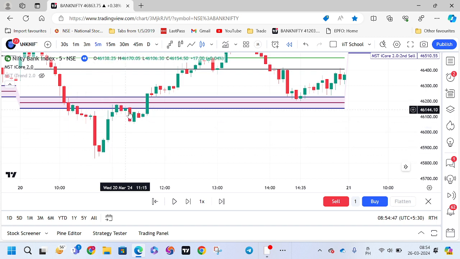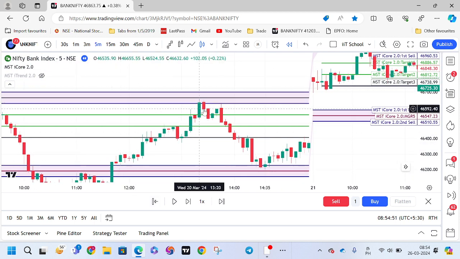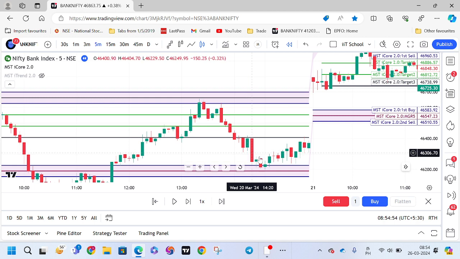Again second sell activated, first target hit. Again first buy activated, all the targets hit. Once again first sell activated, all the targets hit. Again first buy activated, targets hit. So how is this possible? It looks like magic, right? Exactly, it is coming to our zone, then it is getting reversed, and it is going to reach the other zone. From there it is rejected, then it is coming down. How is it possible? This is the magic of our iCore 2.0 based on the algorithm.